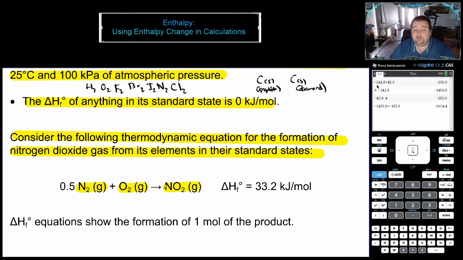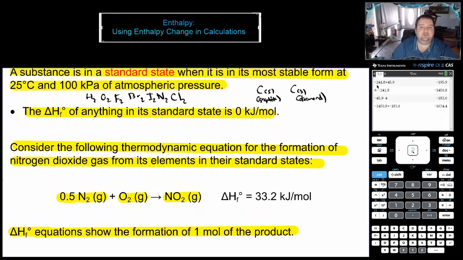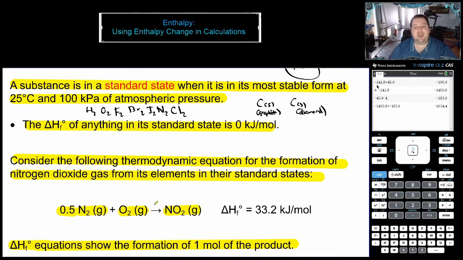which means to balance this, we don't make this a 2. We're actually going to make this 1/2. And why? It's because when you're doing the heat of formation equations, you're trying to show the formation of 1 mole of your product, and in this case, that product was NO2. So this has to be a 1. And that means you're allowed to have fractions on the left-hand side. That's fine. Don't worry about it. We're just trying to balance it, and we're going to balance using fractions. And now we have the standard enthalpy of formation equation, and I'm telling you that the standard enthalpy of formation is 33.2 kilojoules per mole.